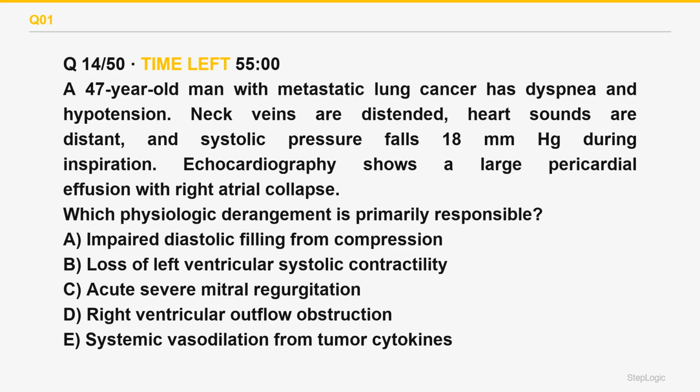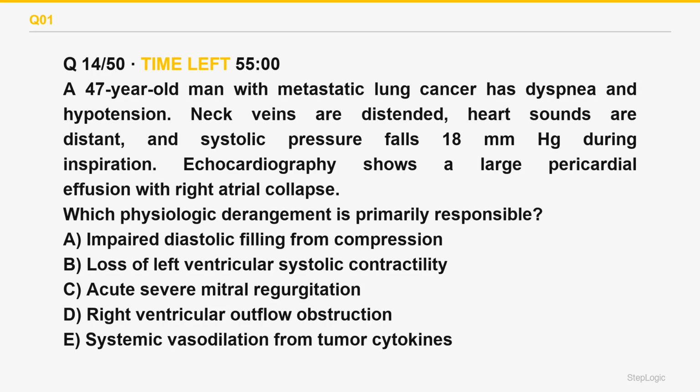A 47-year-old man with metastatic lung cancer has dyspnea and hypotension. Neck veins are distended, heart sounds are distant, and systolic pressure falls 18 millimeters of mercury during inspiration. Echocardiography shows a large pericardial effusion with right atrial collapse. Read the command, the primary derangement.